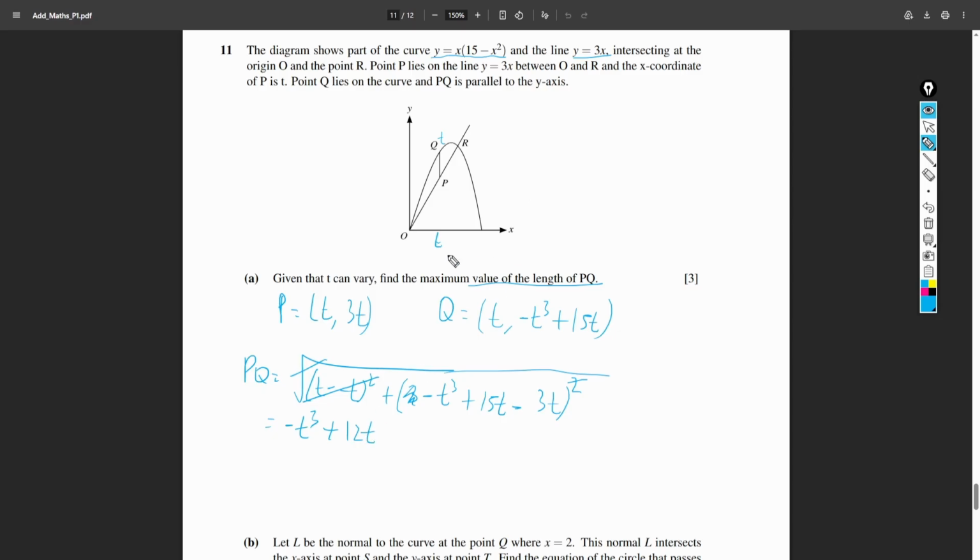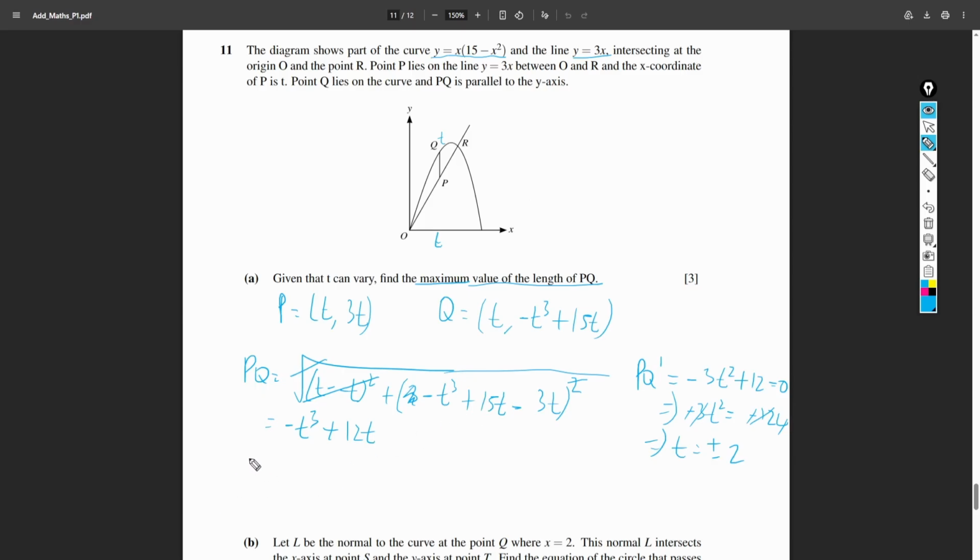So that is the equation of PQ, and we want to find the maximum value. For an optimization problem, we differentiate and equate to 0 to find the maximum value. So PQ's derivative is minus 3t squared plus 12, equal to 0. This becomes minus 3t squared equals minus 12, so t squared is 4, and t equals plus or minus 2.